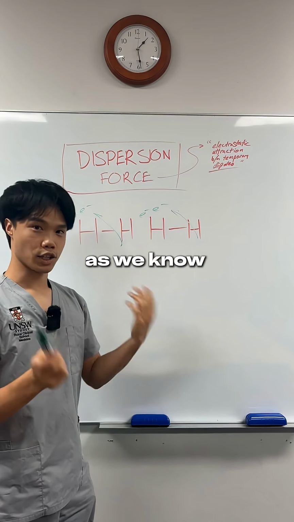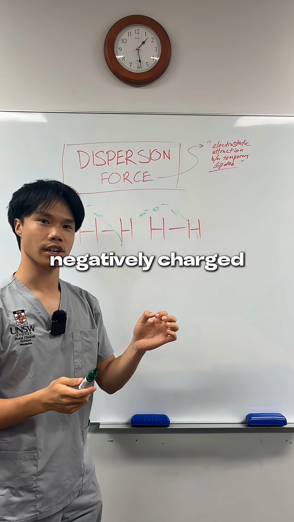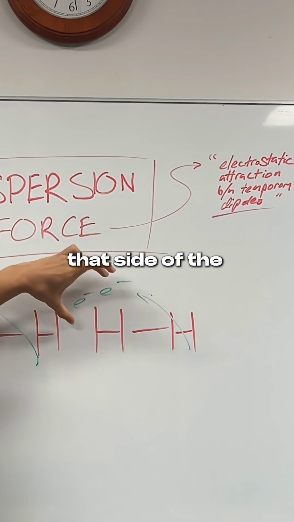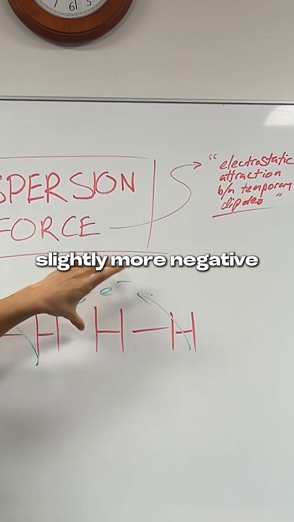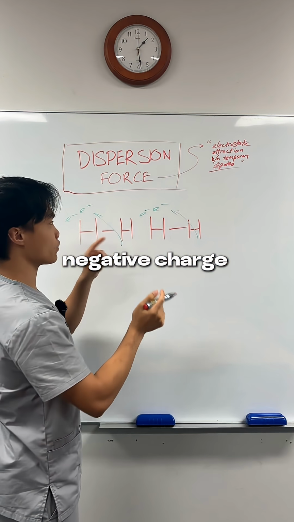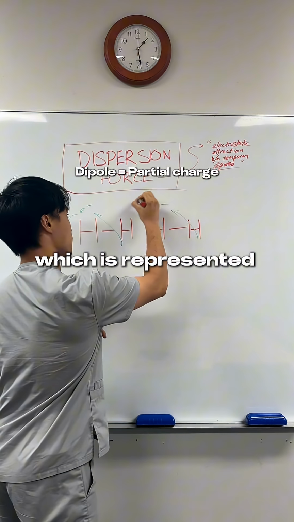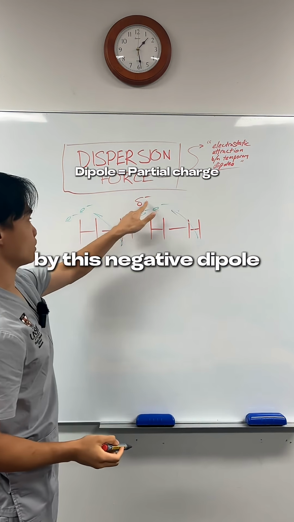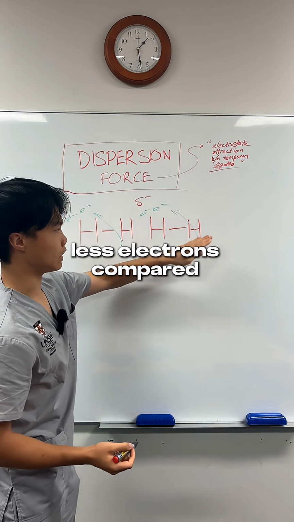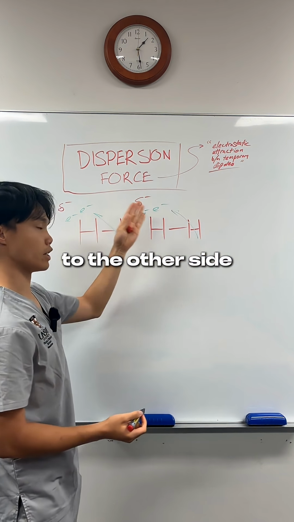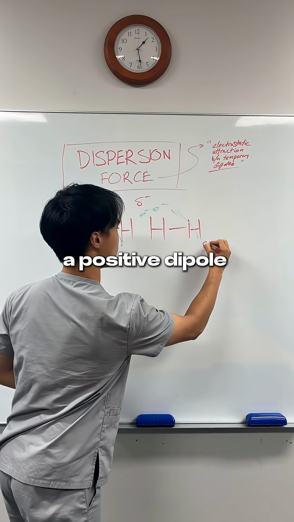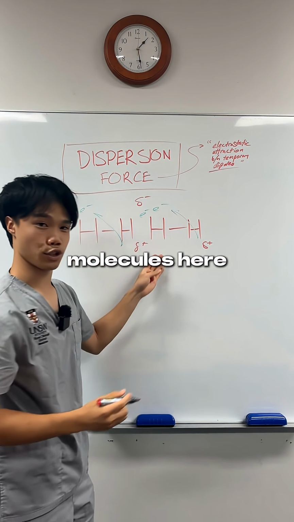left. As we know, electrons are negatively charged, meaning that if there's more electrons on one side of a molecule, that side of the molecule will become slightly more negative than the other side. And that slight negative charge forms what we call a dipole, which is represented by this negative dipole. At the same time, the opposite side of these molecules, which now have less electrons compared to the other side, are left with a slightly positive charge. And this is now a positive dipole on each of these molecules here.